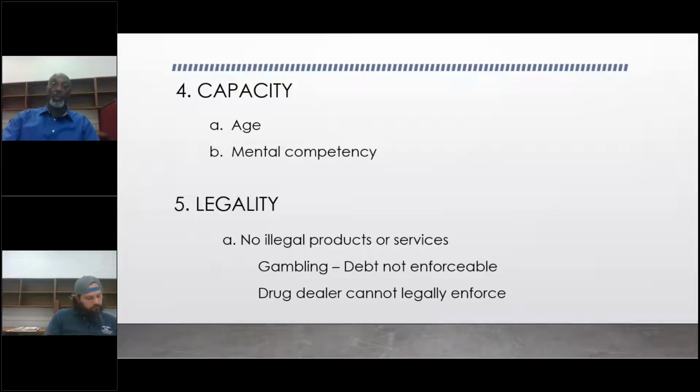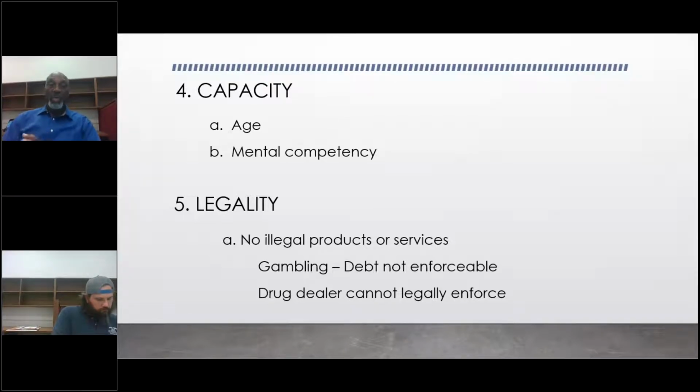That's the 18-year rule. But if a minor is contracting for a necessity like food, shelter, or something that's necessitated, well then that is an exception that is satisfied, and the person might be considered having the capacity to enter into the contract.